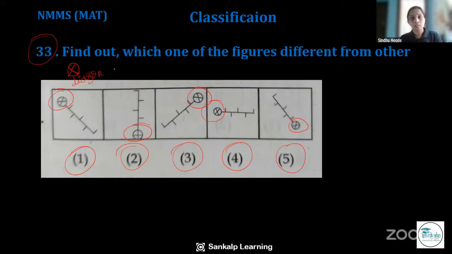Diagonally, lines cut each other. And the second one, here this is a circle, here also two straight lines, they cross each other. But the only thing is, this is not diagonal, they cross each other vertically and horizontally.